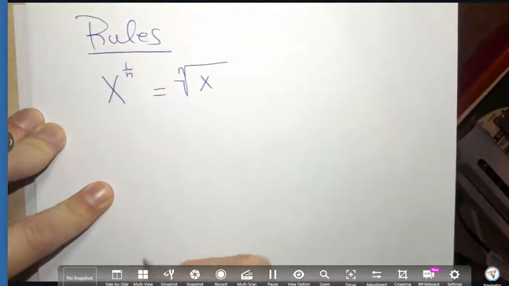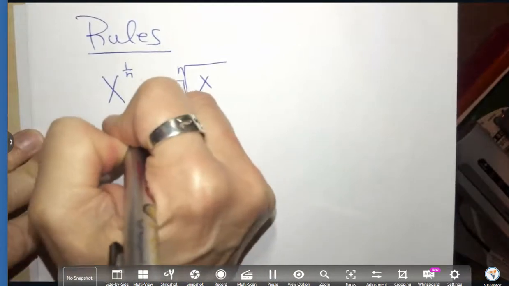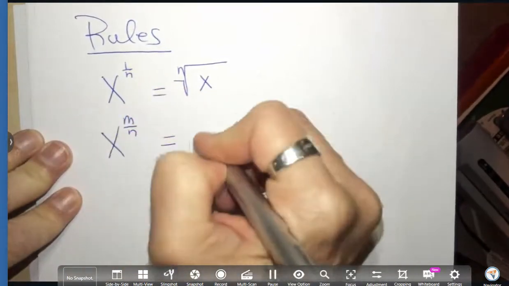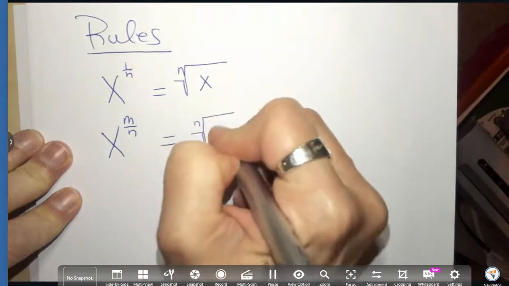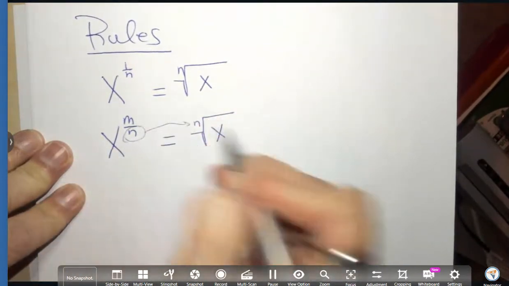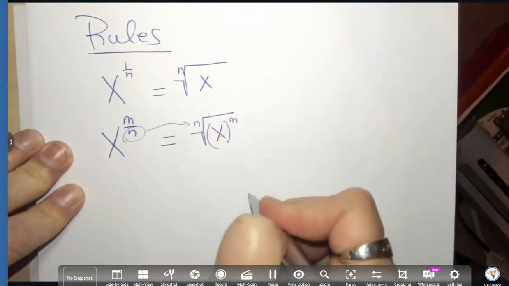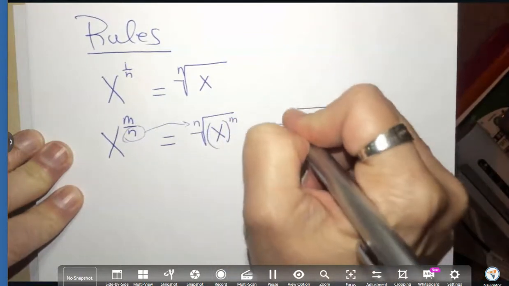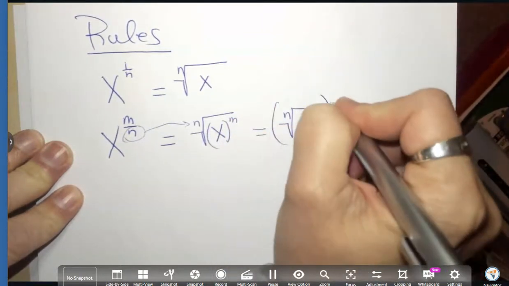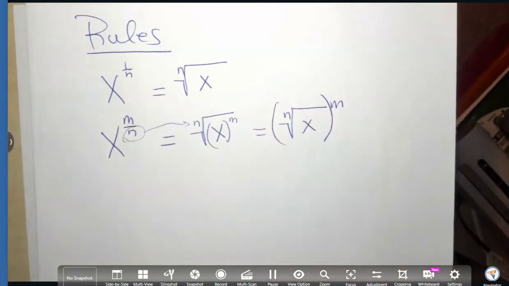All right, so let's rewrite our rules here. So our rules go like this. x to the 1/nth power is equal to the nth root of x. x to the m over n power is equal to the nth root of x. There's your denominator, your index. And we could write it with the m on the inside, or we could say it's the nth root of x raised to the m power. Either one of those. All right, so part of your assignment is going to be something that looks like this.